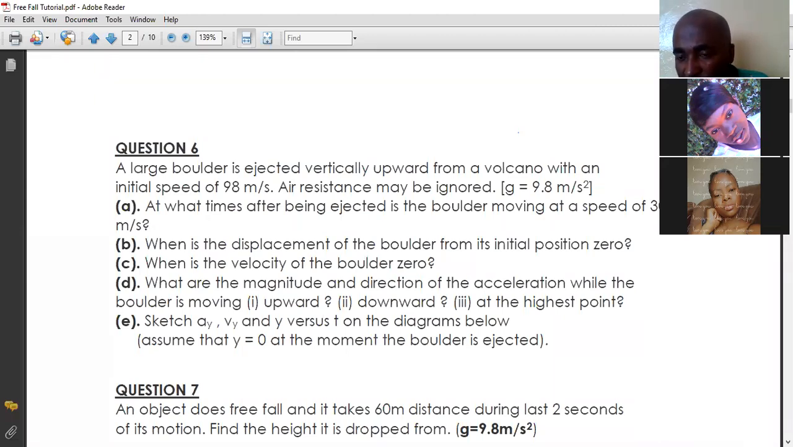Sir, I think this is because the time was varying as the object was increasing its acceleration.